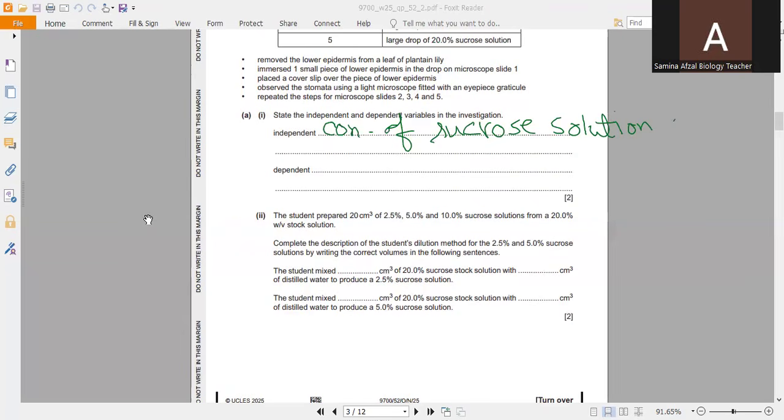And the dependent variable, which is changed after using the different concentrations of sucrose solution, that is the stomatal aperture, or we will write it as the width of stomatal aperture.